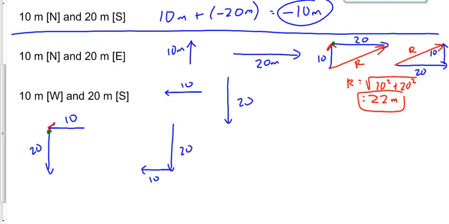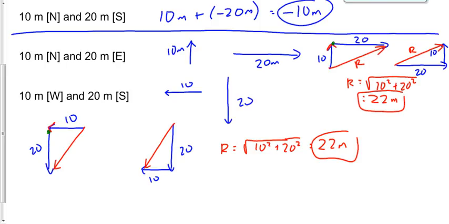My resultant vector, start to finish. In both cases, the Pythagorean theorem says that r would be equal to the square root of 10 squared plus 20 squared, which works out to be exactly the same value as it did in the last question, right? 10 plus 20 north and east, 10 plus 20 west and south. They gave me 22 meters in both cases. The direction is different, but again, we'll deal with that direction later on. Good?